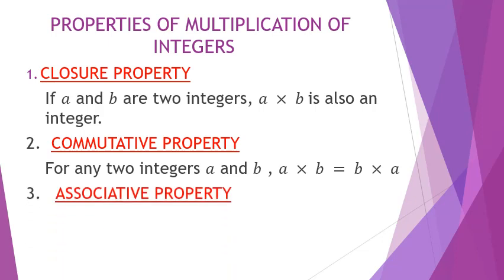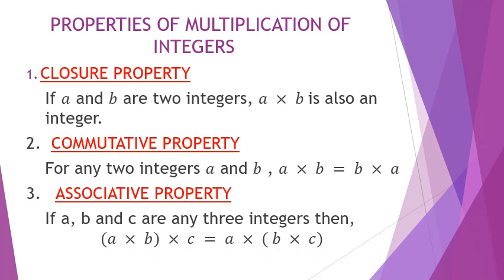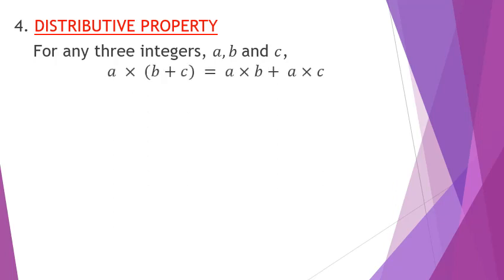Third property is associative property. That means we can multiply any three integers in any grouping. In general, for any three integers a, b and c, we can write a into b into c equals a into b into c, grouped differently. Fourth property is distributive property. For any three integers a, b and c, a into b plus c equals a into b plus a into c.